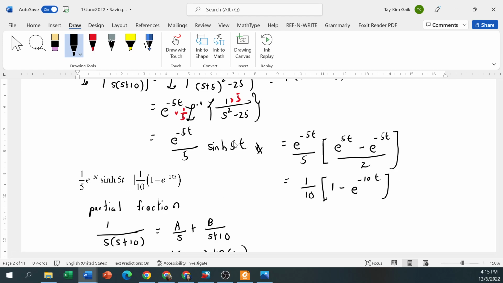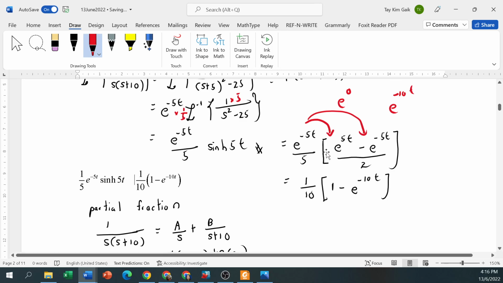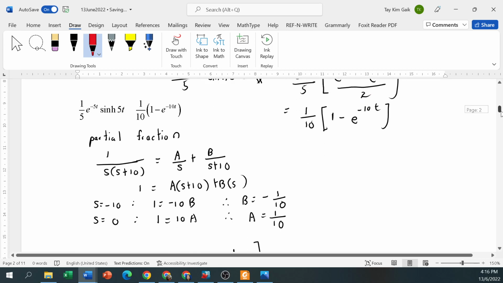First of all, when we solve using completing the square, we get this form of answer: e to the negative 10t over 10, hyperbolic sinh of phi t. When you convert it to exponential form, sinh phi t is e^(phi t) minus e^(negative phi t) divided by 2. I factor out the constant 1 over 10. Then e^(negative phi t) times e^(phi t) gives e^0, which is 1, and e^(negative phi t) times e^(negative phi t) is e^(negative 10t). So we get back the same form as with partial fractions after we change the hyperbolic sinh phi t into exponential form.